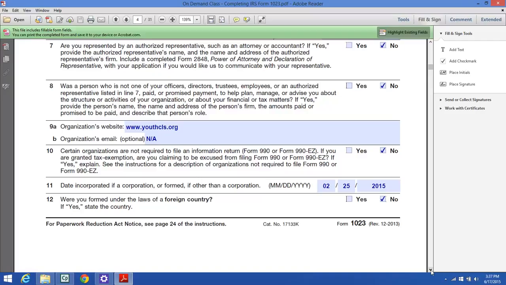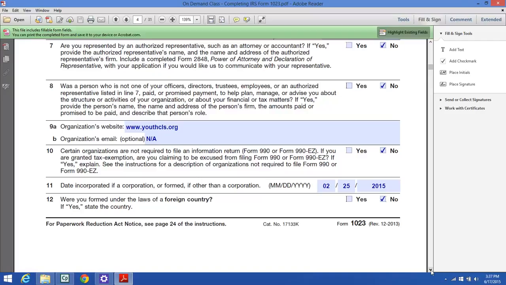So the reporting period is 5 months and 15 days after the end of your fiscal year. So if your fiscal year ends December the 31st, then you're supposed to submit your 990 or your 990EZ to the Internal Revenue Service by May 15th of the next year.